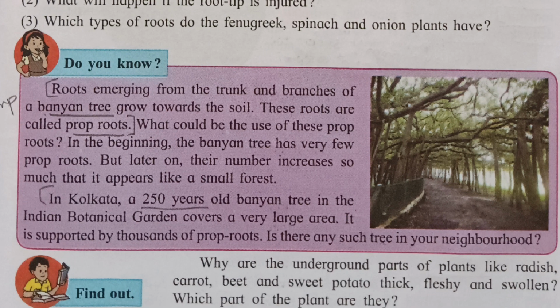Roots emerging from the trunk and branches of a banyan tree grow towards the soil. These roots are called prop roots. Mark this point. What could be the use of this prop root? In the beginning, the banyan tree has very few prop roots, but later on their number increases so much that it appears like a small forest.